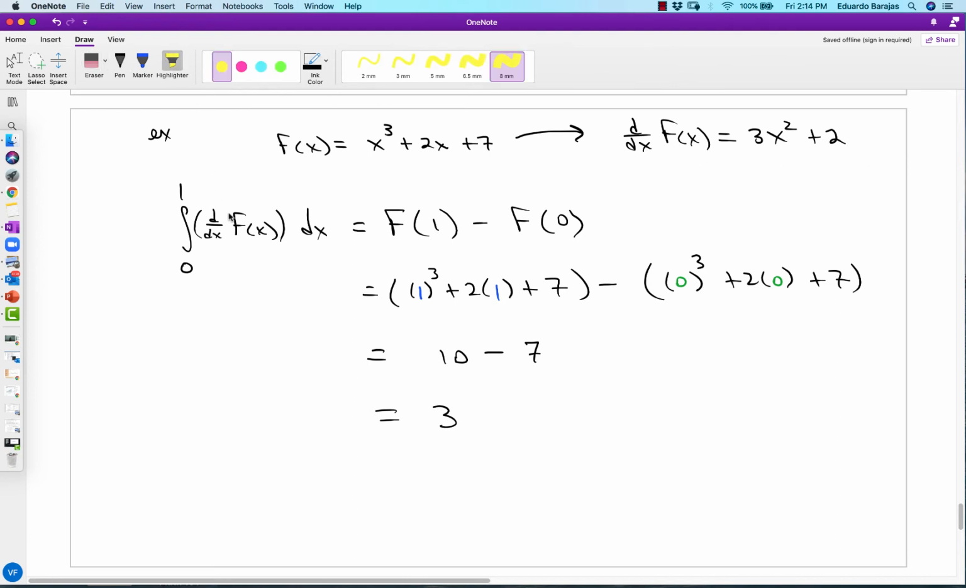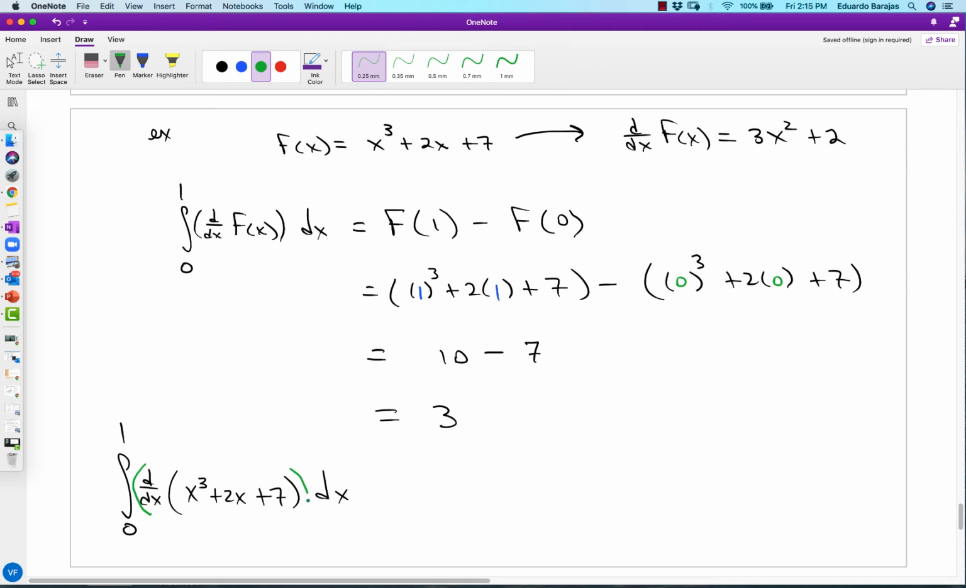So instead of writing it like this, an alternative way that they could present this question is to say, find the integral from 0 to 1 of the derivative with respect to x of, and then spell out the function, x cubed plus 2x plus 7, like this, dx. Remembering, just to be clear, that this dx applies to this entire function there. So take the derivative of this, get an answer, and then integrate it from 0 to 1. Well, it's going to be the same as that. So I know the answer is 3. Done.